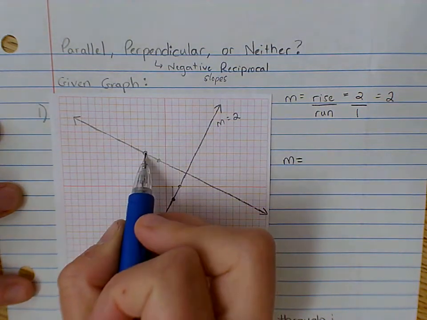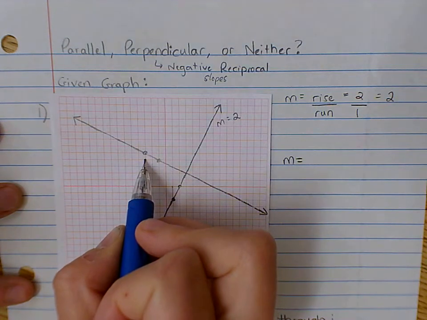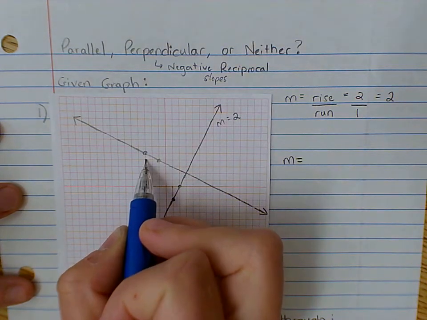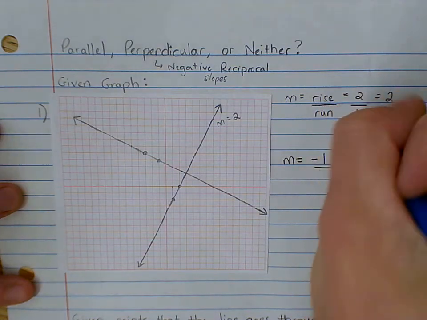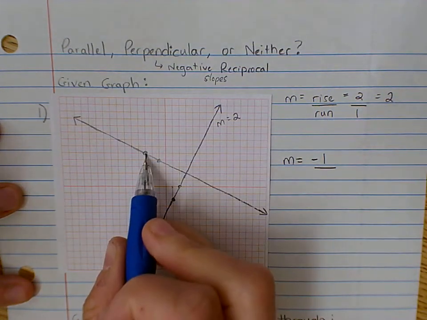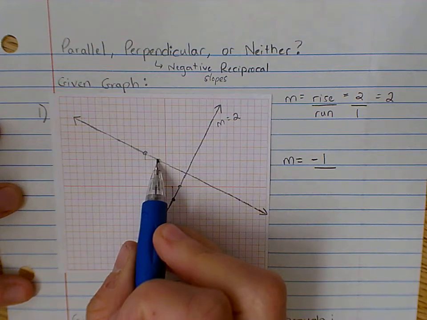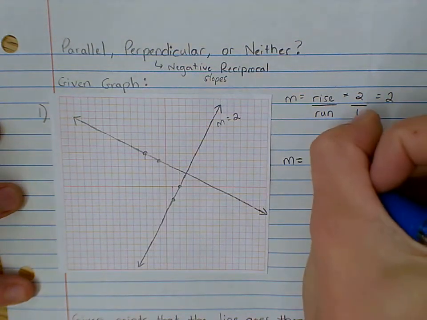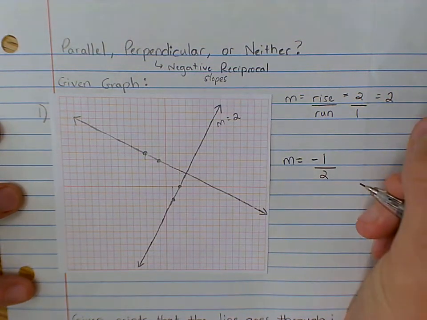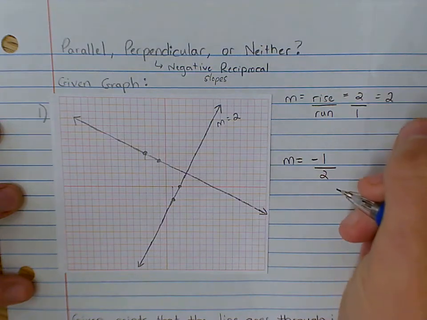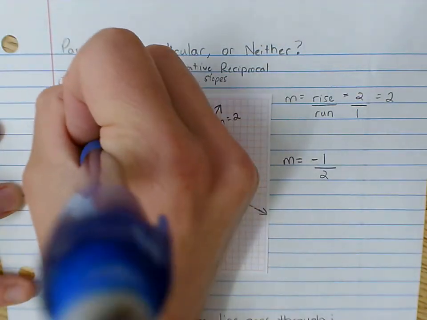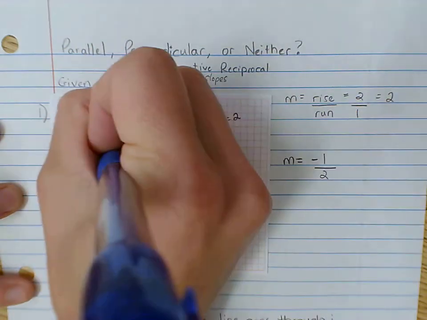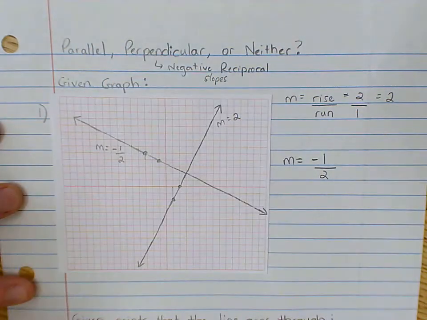So like, if I start at this one, I have to actually go down first. So I have to go down 1. So down 1 would be a negative 1. That's my rise part. And then from there, I have to go to the right 2. So right 2 would be a positive 2 for the run. And then that won't really simplify, so that would be the slope of this line. So the slope of this line is negative 1 over 2, or negative 1/2.